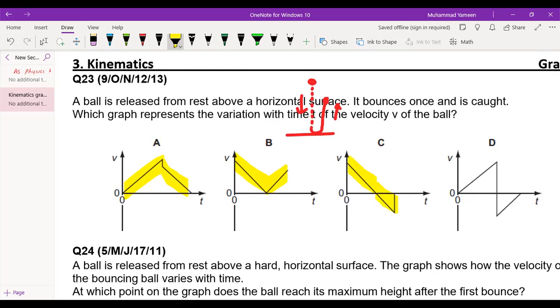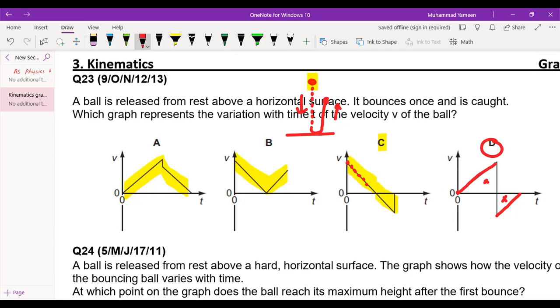And the initial velocity should be 0. But in C, initial velocity is not 0. Although it is changing its direction, the initial velocity should be 0 and the velocity should increase. Over here, it hits the surface and after hitting, it moves in the upward direction and it is caught somewhere here. After the first bounce, it is not reaching the same initial position. That's why the area of this part is not equal to that part. So D is the right answer.